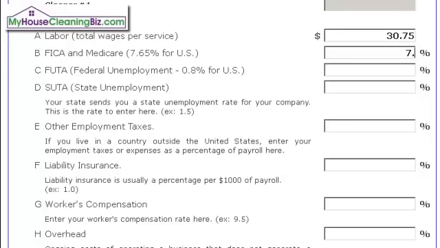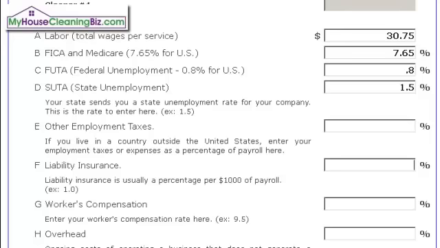So in the United States, our FICA and Medicare, or Social Security and Medicare, percentage is 7.65. For federal unemployment, it's 0.8%. For state, you'll need to enter the rate for your company, so you need to know that rate. And we're just going to use what we have in our example here is 1.5%. Other employment taxes, if you have local taxes that you have to pay, you would enter that here, or if you're from another country and you have other taxes that you need to pay, you can enter that here.